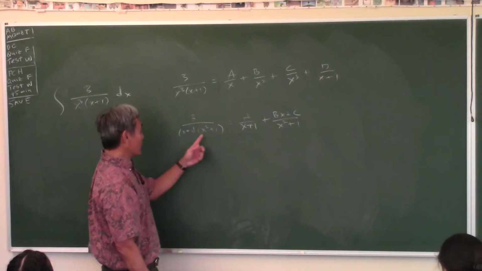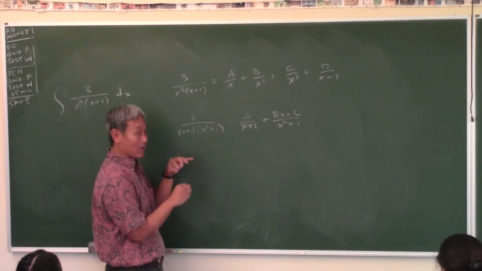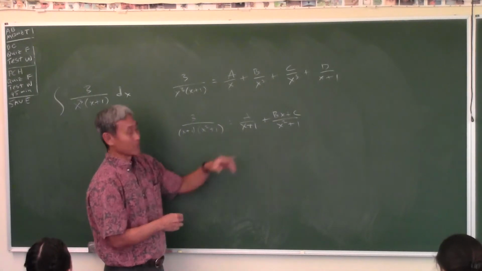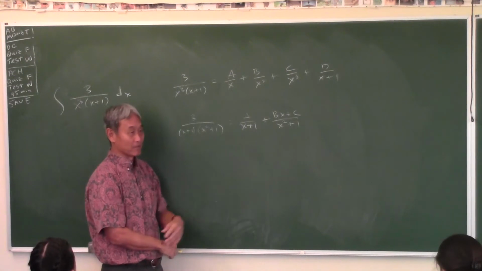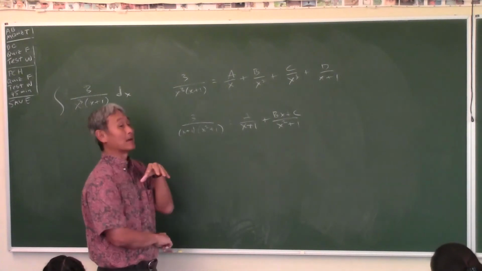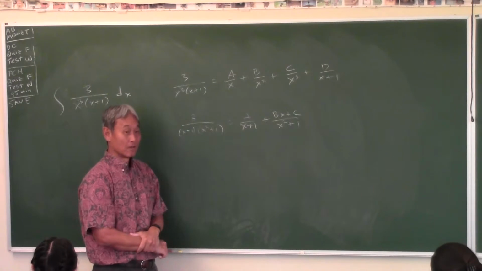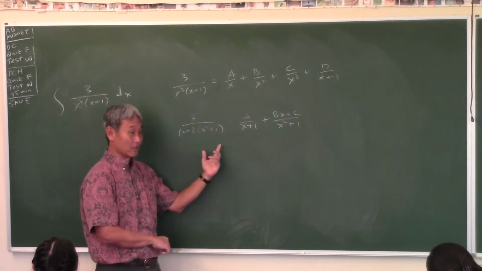See, when you have a quadratic factor, it's second power, but you can't factor it anymore. Then you put the bx plus c, or ax plus b, or cx plus d. But I'm not going to give you any of those. But you have to be aware that they exist.